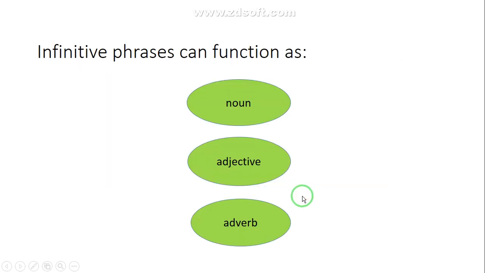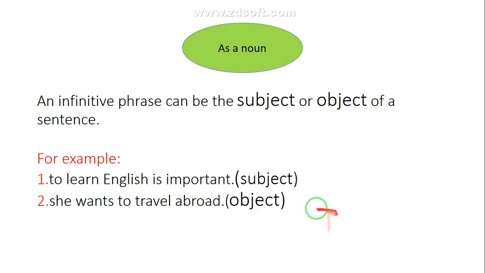Also, infinitive phrases can function as noun, adjective, and adverb, and we are going to learn about their structures and their uses in sentences. As a noun, an infinitive phrase can be the subject or object of a sentence.